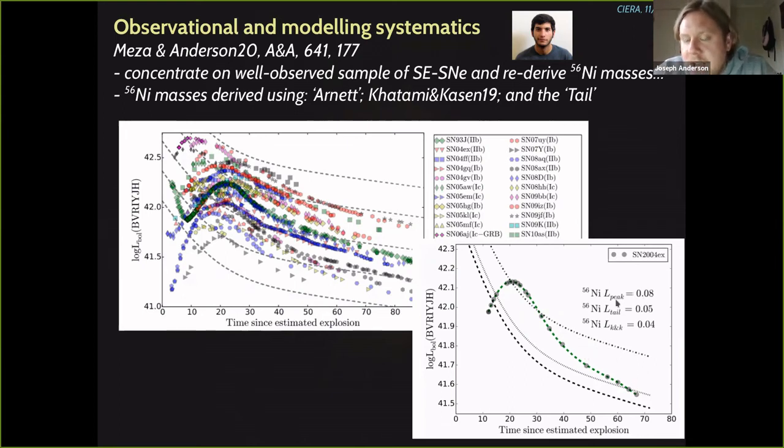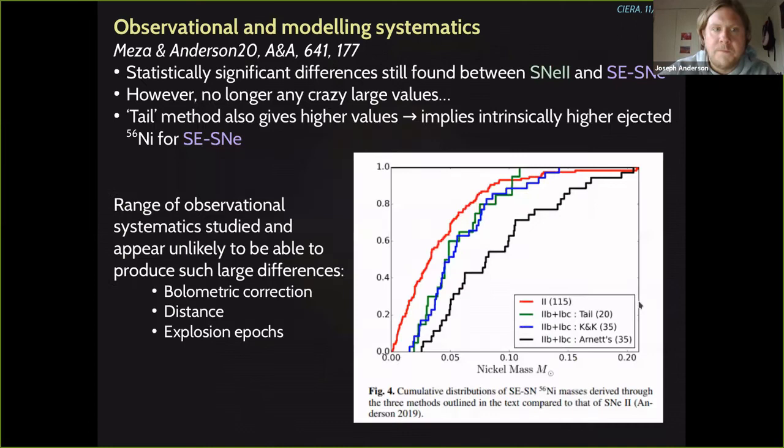So I show these values here. The Arnett value gives 0.08, and then Khatami and Kasen gives 0.04. It's interesting that this is lower than the tail, because that doesn't really make sense. I think this is again some assumptions of the Khatami and Kasen modeling that are probably not right here. But the tail luminosity, 0.05 solar masses, as a lower limit, I think is really, really robust.